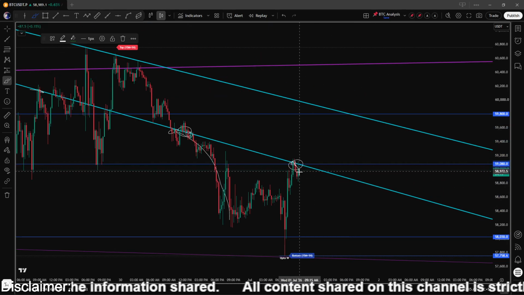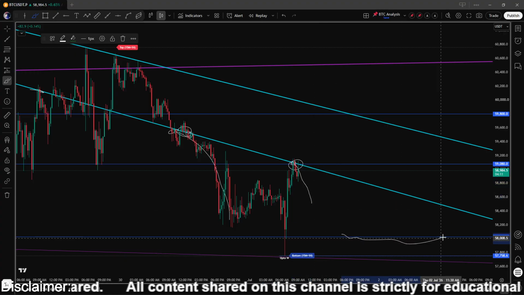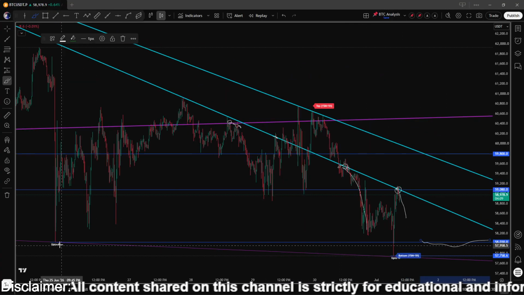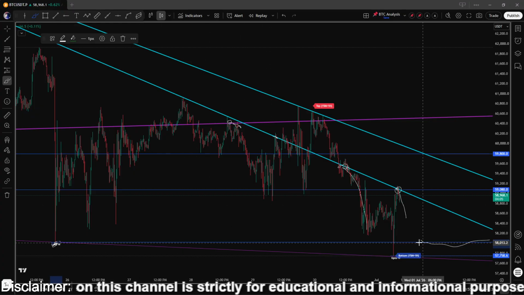It's below this level, so most likely price may go for the downside, and the support level is this one. We have this, and this is the level which I have marked in the beginning.